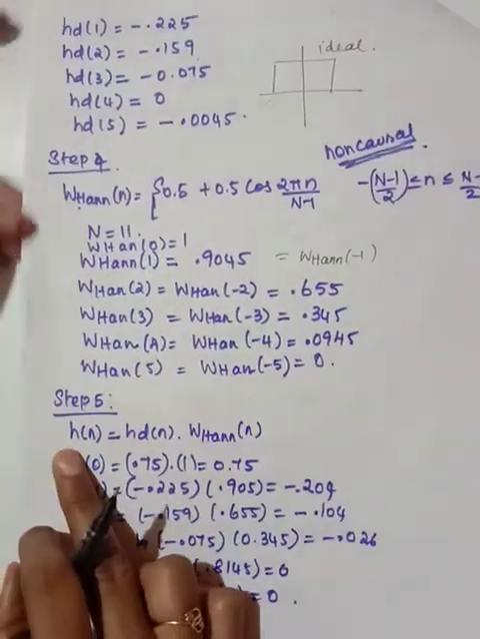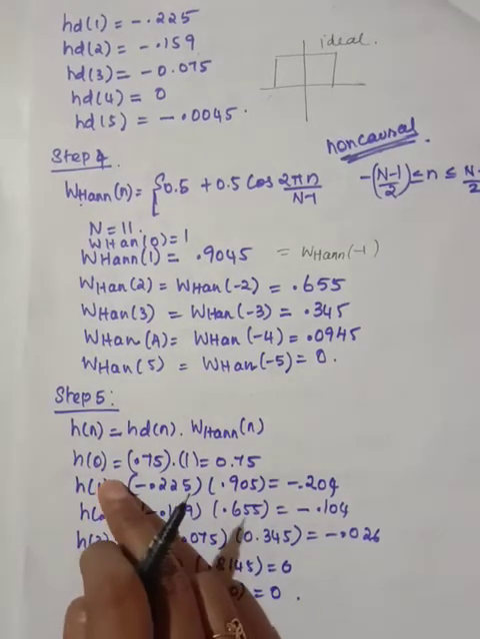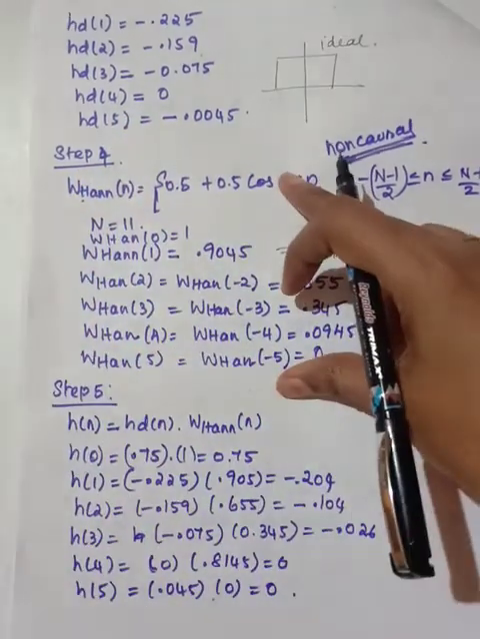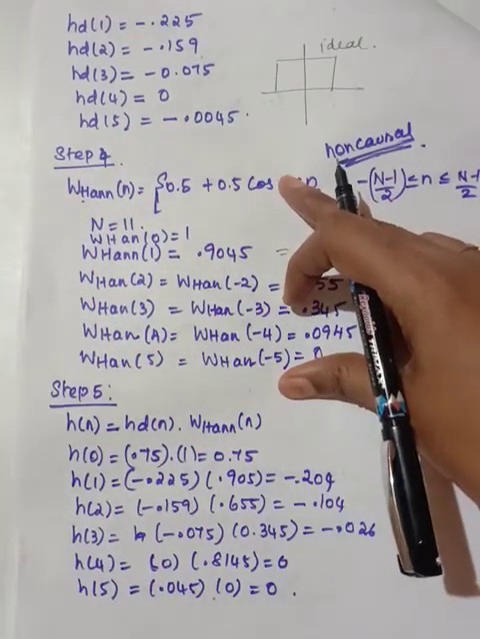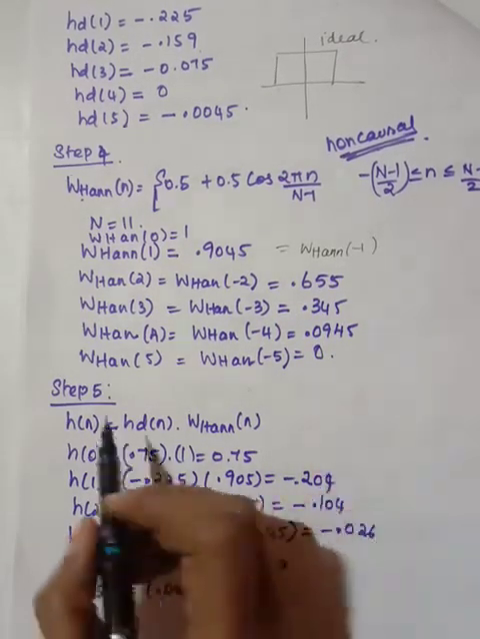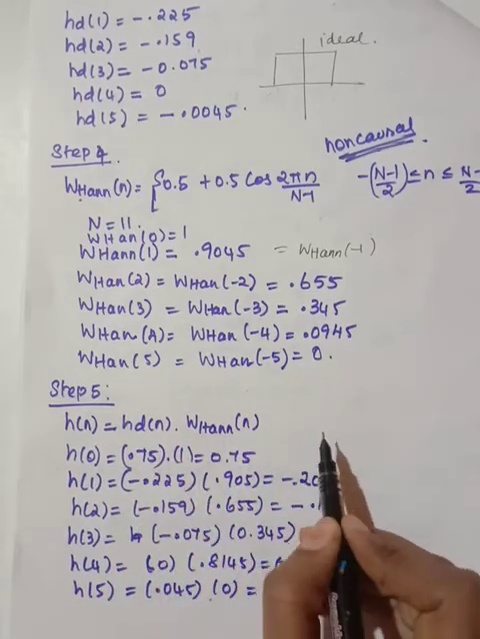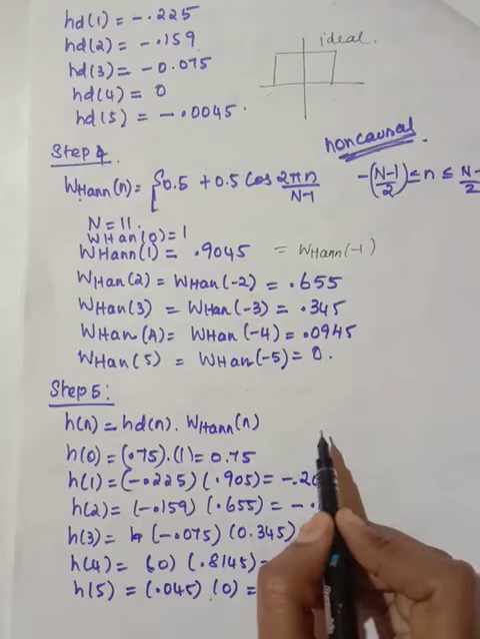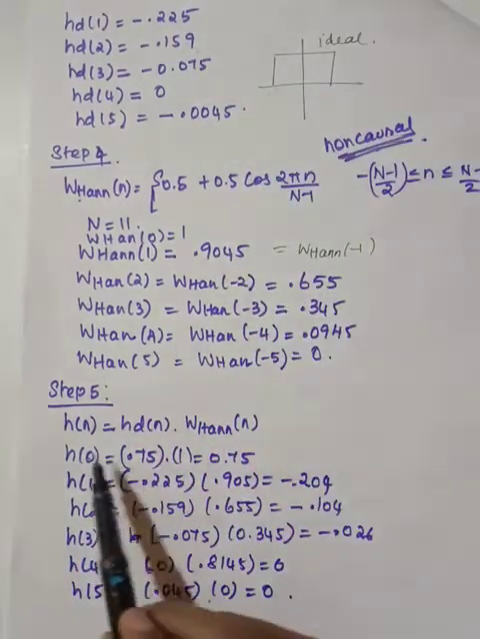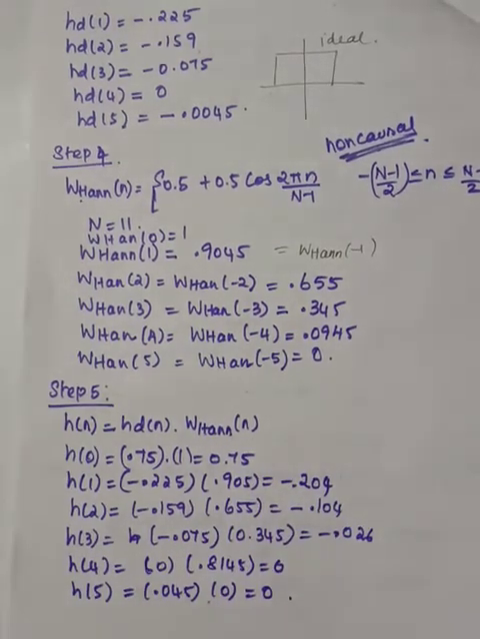This is the extra step we have to consider in the window technique. Up to this point we have done the same as in the Fourier series method. The new step is to find the window coefficients. The next one is to find h(n), that is, we multiply. The reason is that truncating to a finite series results in the Gibbs phenomenon, so we multiply with the window sequence. Here I am multiplying h_d(n) and w_Han(n), and I will get this result.